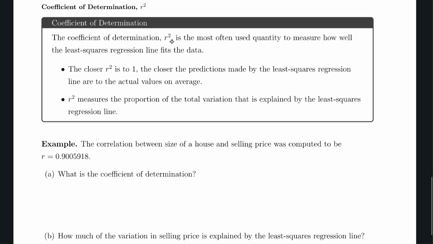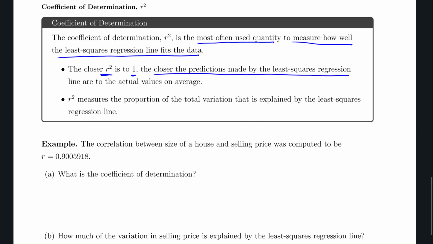The coefficient of determination is the most often used quantity that measures how well the least squares regression line fits the data. So it tells us how good this least squares regression line is in fitting our data set. Now, how do we determine whether it's a good fit or not? The closer the coefficient of determination r squared is to 1, the closer the predictions are. So it's a better fit if our r squared is closer to 1. And the way that we need to think about r squared is that it measures the proportion of the total variation that is explained by the least squares regression line.